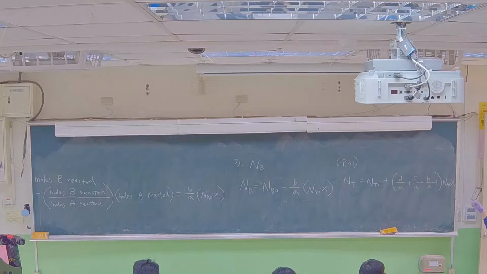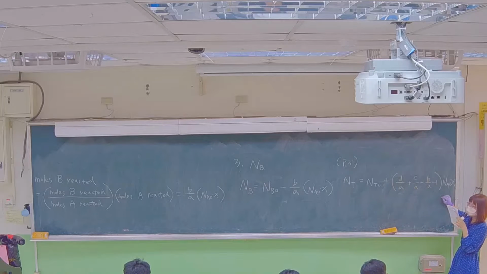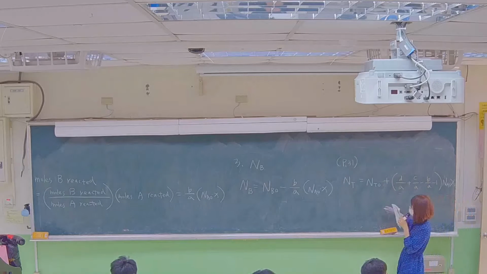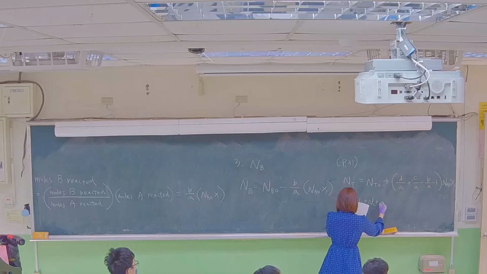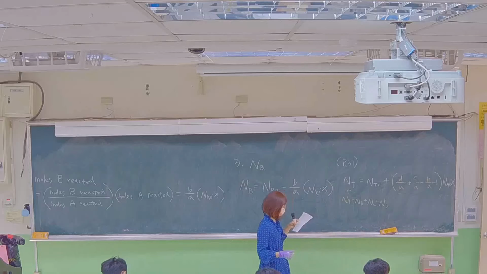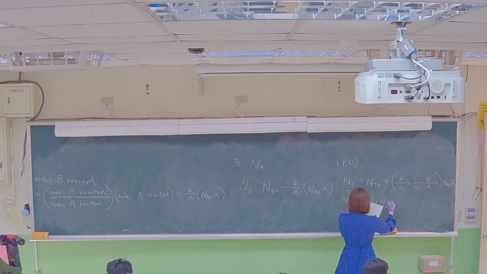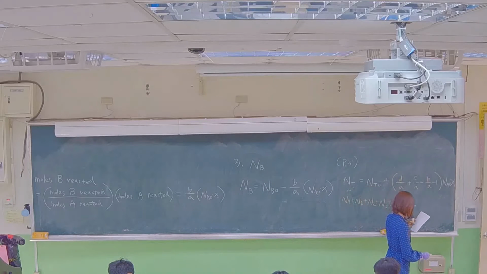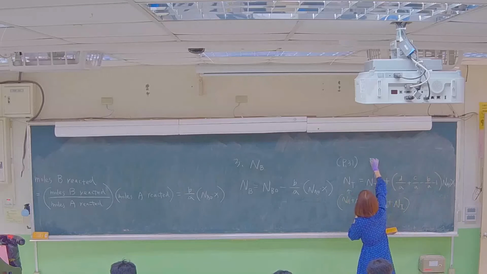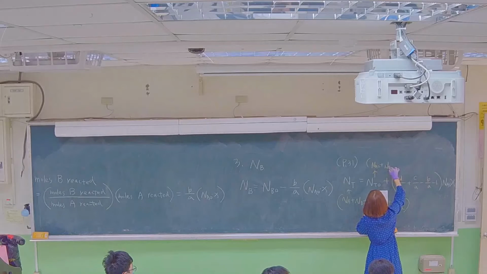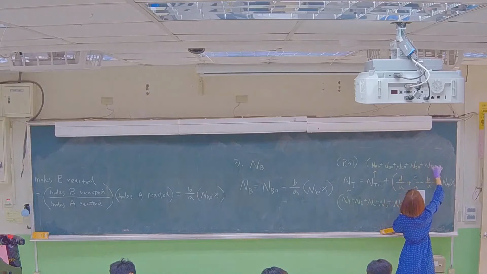Do you understand this one? The total moles means you sum up NA, NB, NC, ND, and NI, okay? The initial moles are NA0, NB0, NC0, ND0, and NI0, right?